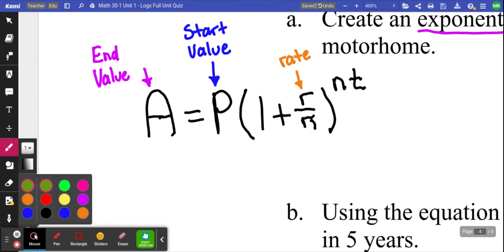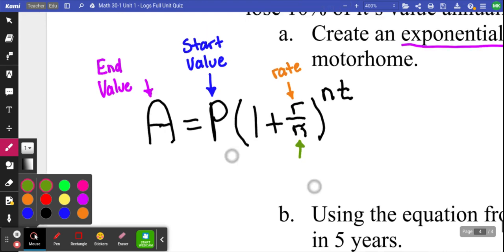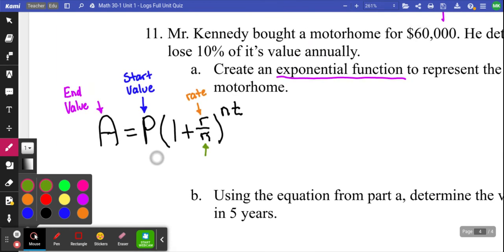N is not going to apply to us in this question. N is how many times you compound something. So that's like how often you gain or lose that percentage. The reason N is not going to matter to us is because they told us that we lose 10% annually. That means 1 time per year.